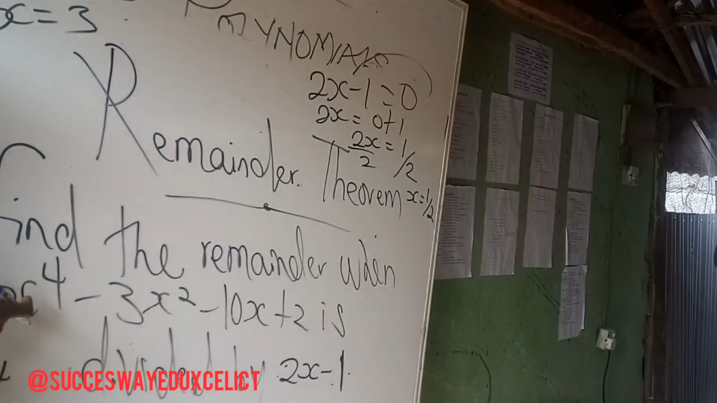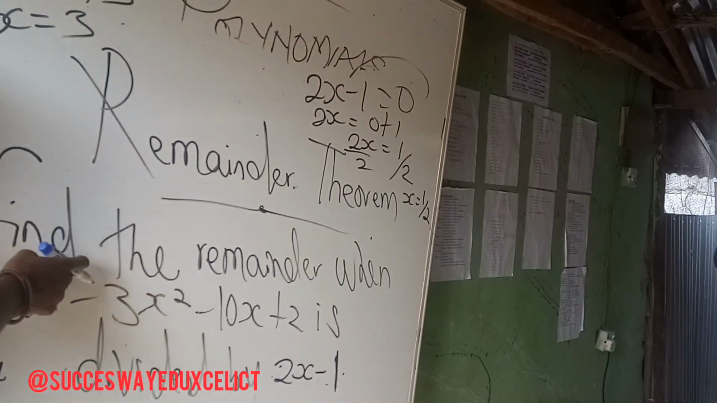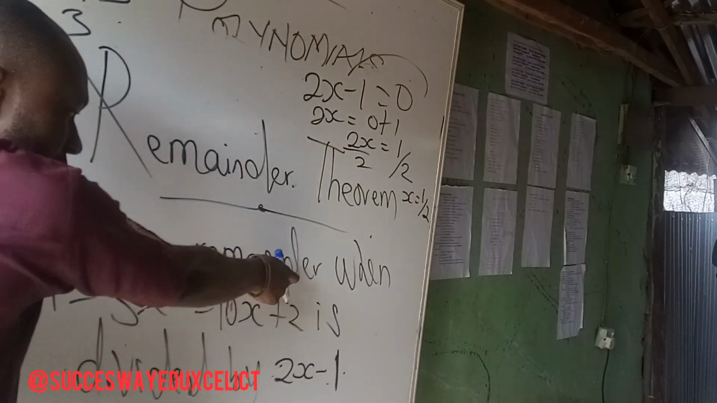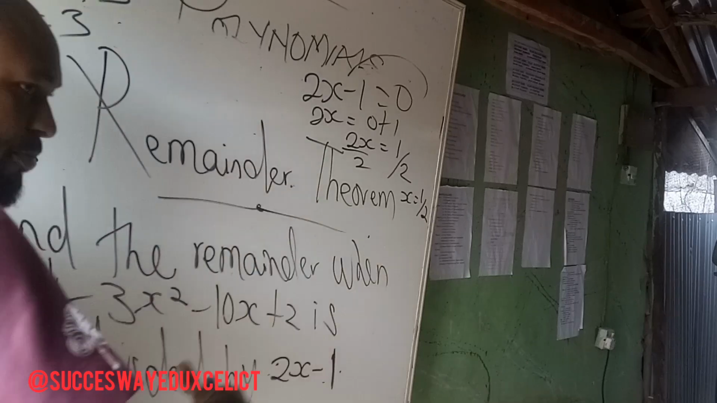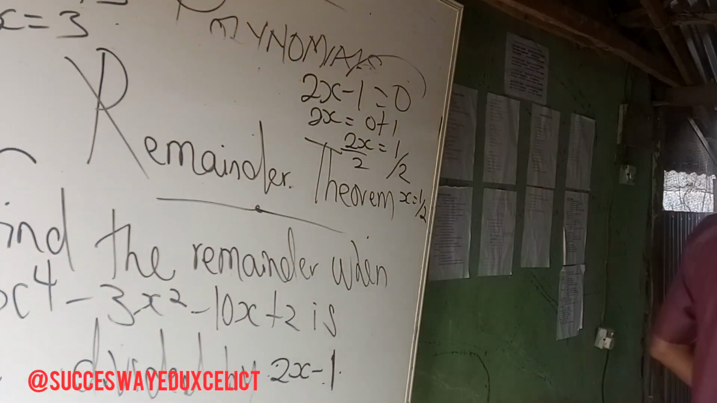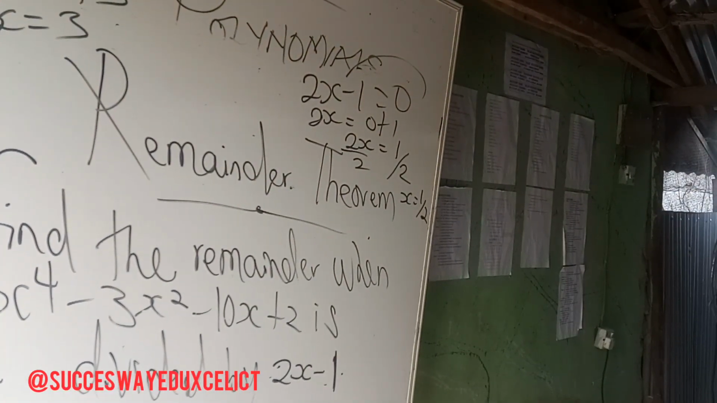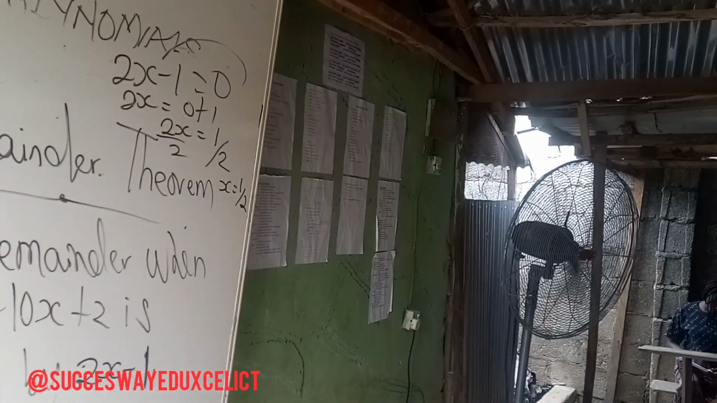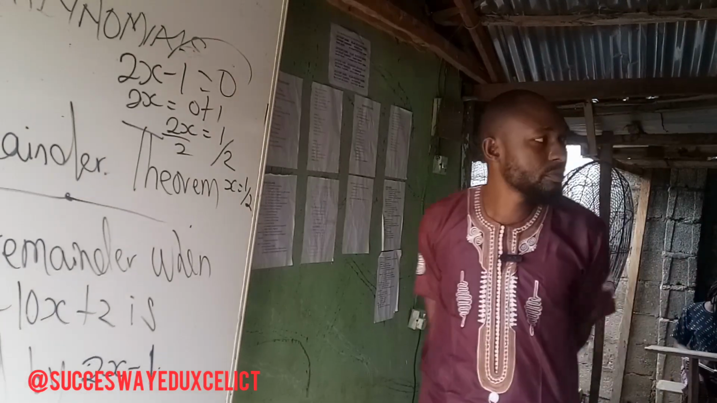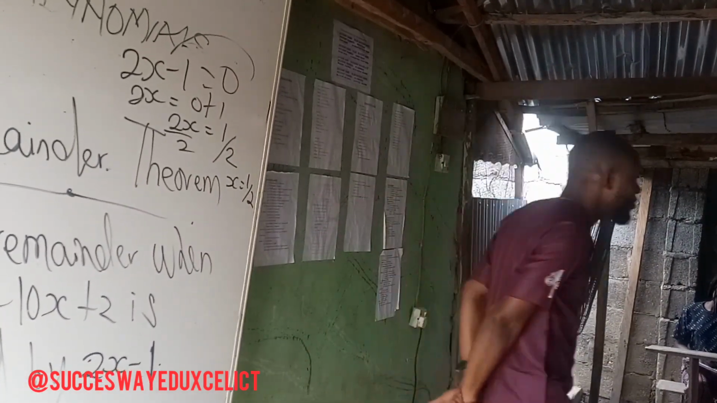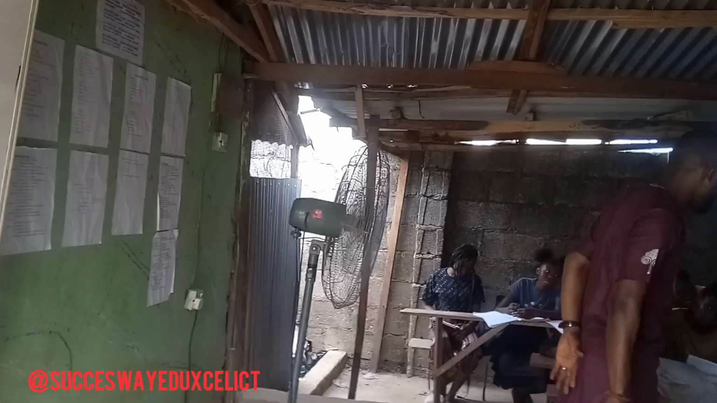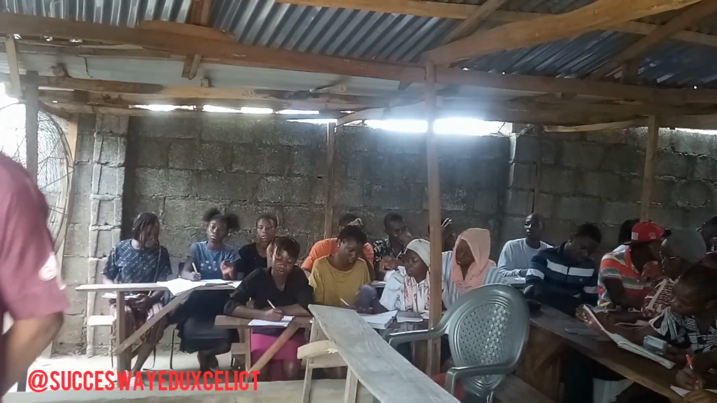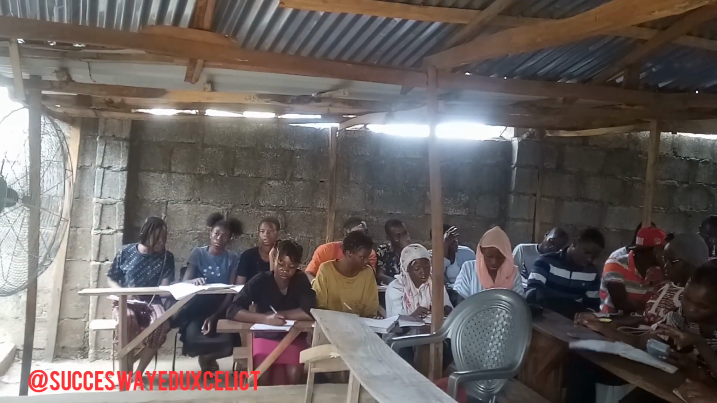So you substitute here. So it's going to be 1 over 2 raised to power 4 minus 3 times 1 over 2 square minus 10 times 1 over 2 plus 2. Tell me what it gives to you. That is straightforward. Who doesn't understand? None. Good. If you don't understand this, you go back to your village. This very simple thing that I'm explaining here, what is it I don't understand? What is the answer?